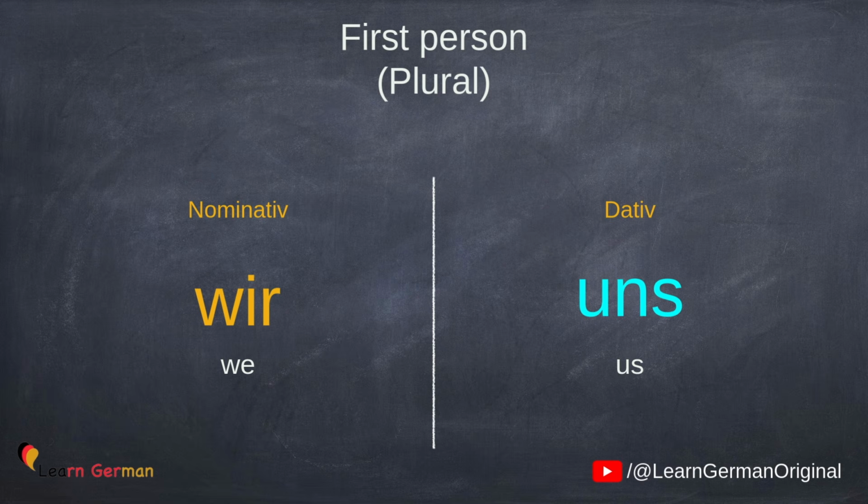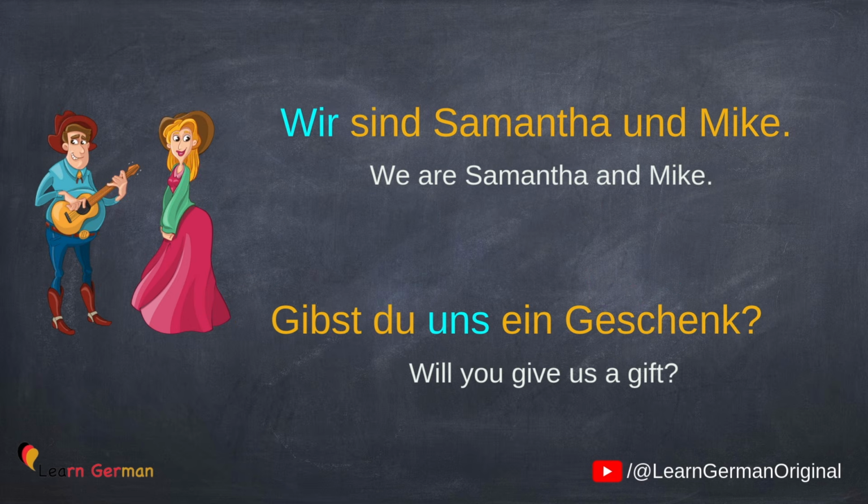First person plural im Nominativ is wir, and in dative it's uns. Let's see how to use them. Wir sind Samantha und Mike. Gibst du uns ein Geschenk? In this question, du is the nominative subject, ein Geschenk is the accusative object, whereas the dative object is uns. The dative personal pronoun for wir is uns.